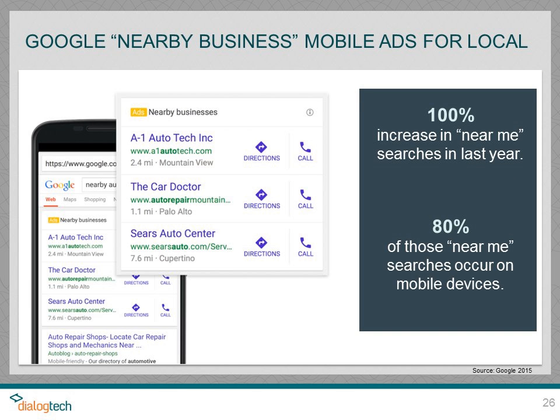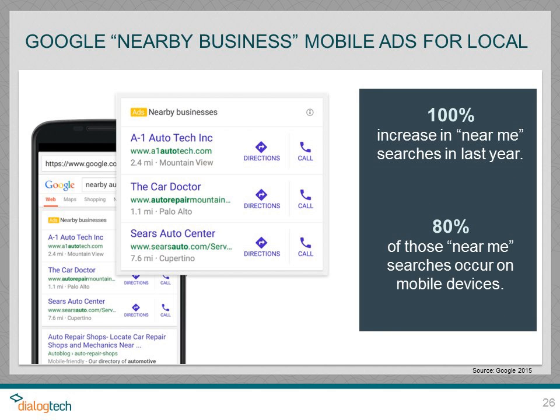So Google recognized this trend of local search recently this year with some statistics that showed that there's been a 100% increase in near me searches in the last year. People using searches that include the terms near me or nearby. There's been a huge jump in those numbers. And 80% of those are happening on mobile devices.